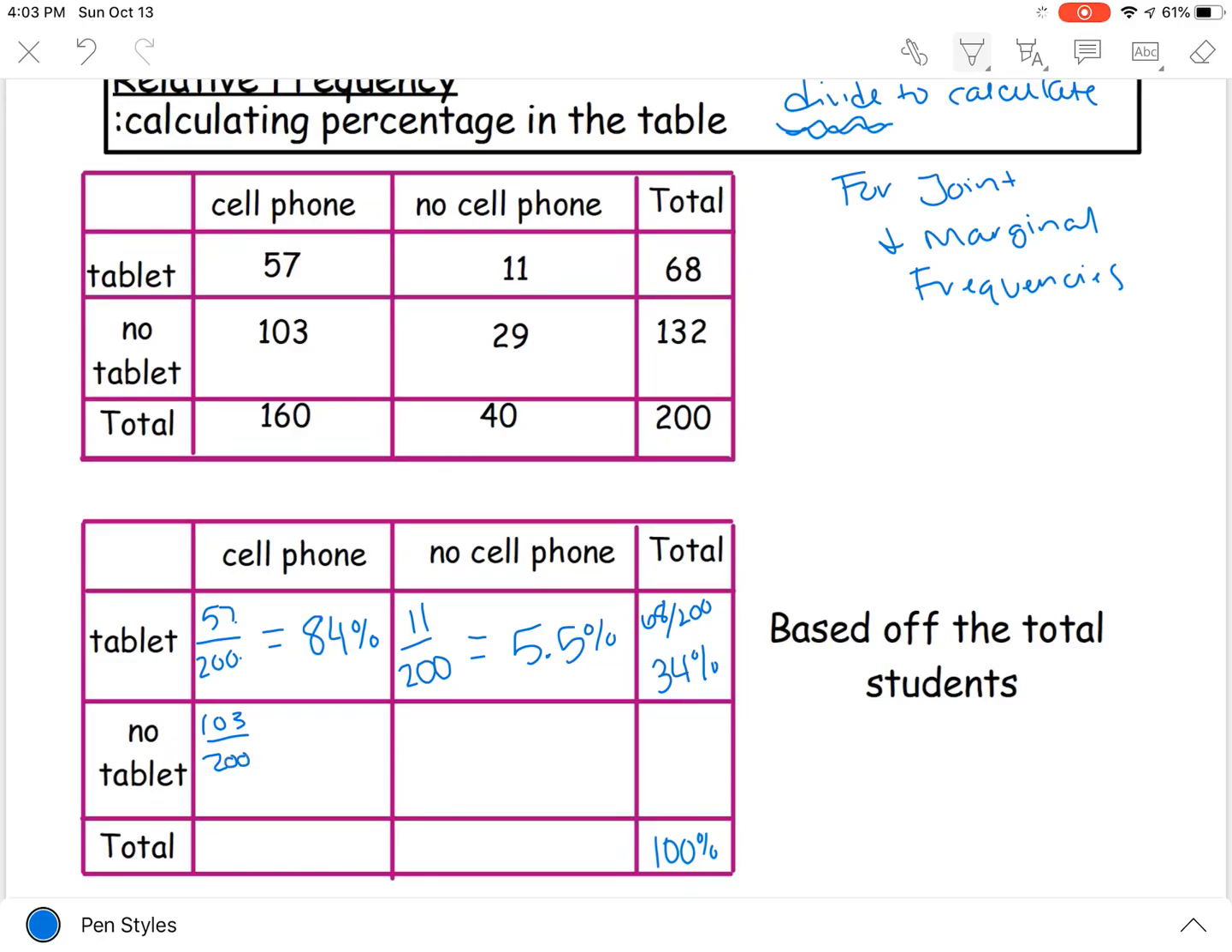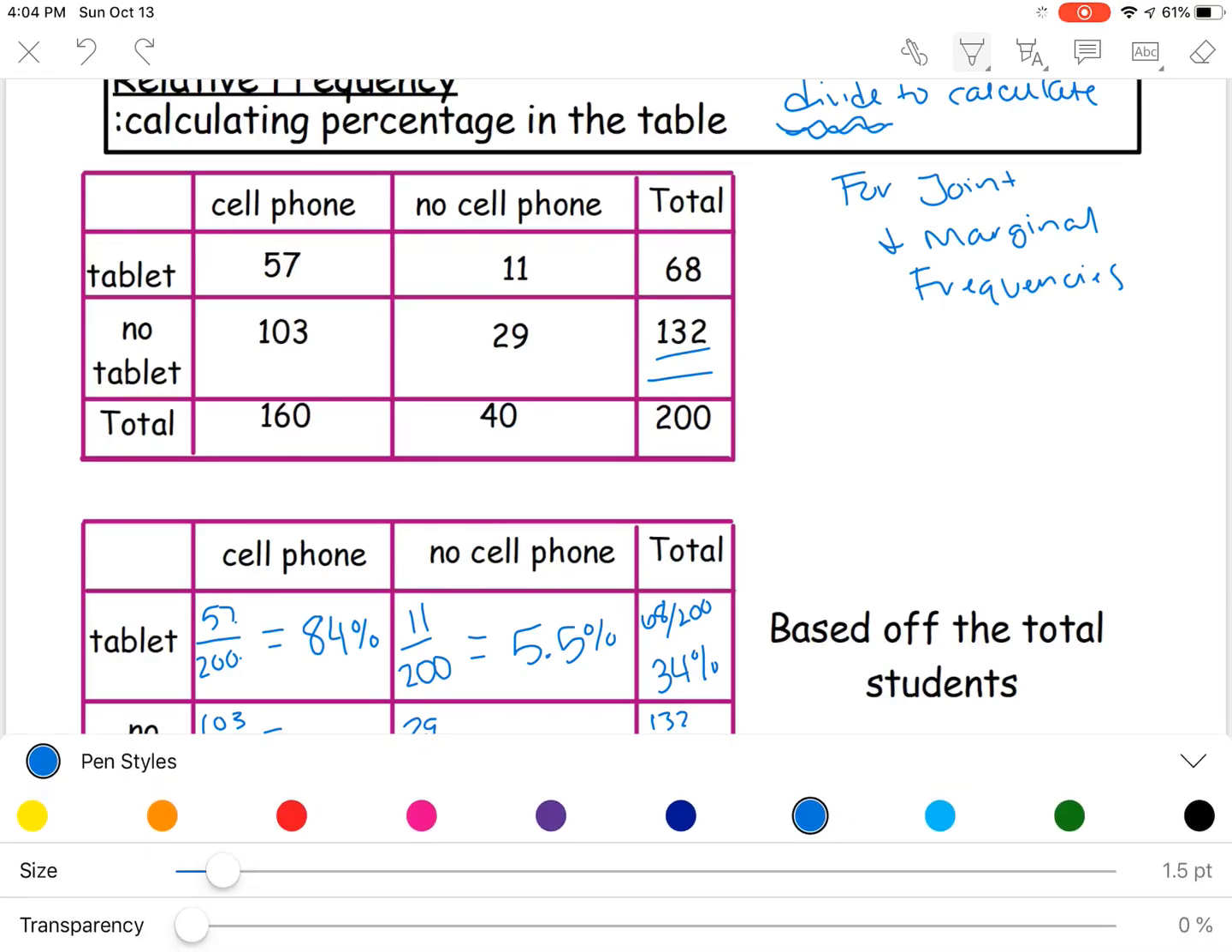103 divided by 200, 29 divided by 200. Notice I'm just taking the total from our two-way frequency table we already set up and dividing it by 200, and that is what gives us our percentages. Okay, so we should have 51.5% of students that have a cell phone and no tablet. We have 14.5% of students that have no cell phone and no tablet. We have 66% of students that have no tablet. 160 divided by 200 gives us 80% of students have a cell phone, and 40 divided by 200 gives us 20% of students have no cell phone.